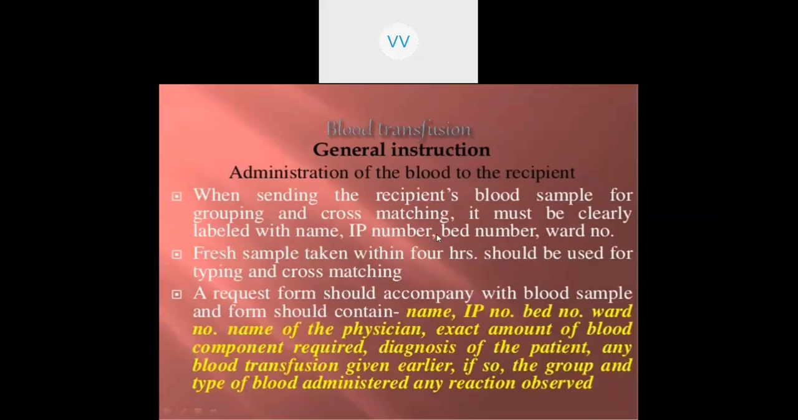When sending the recipient's blood sample for grouping and cross matching, it must be clearly labeled with name, IP number, bed number, and ward number. If any of your relatives is admitted in the medical ward, the doctor or PG will tell them to bring the blood for administration. They will write the slip and give it with the blood.